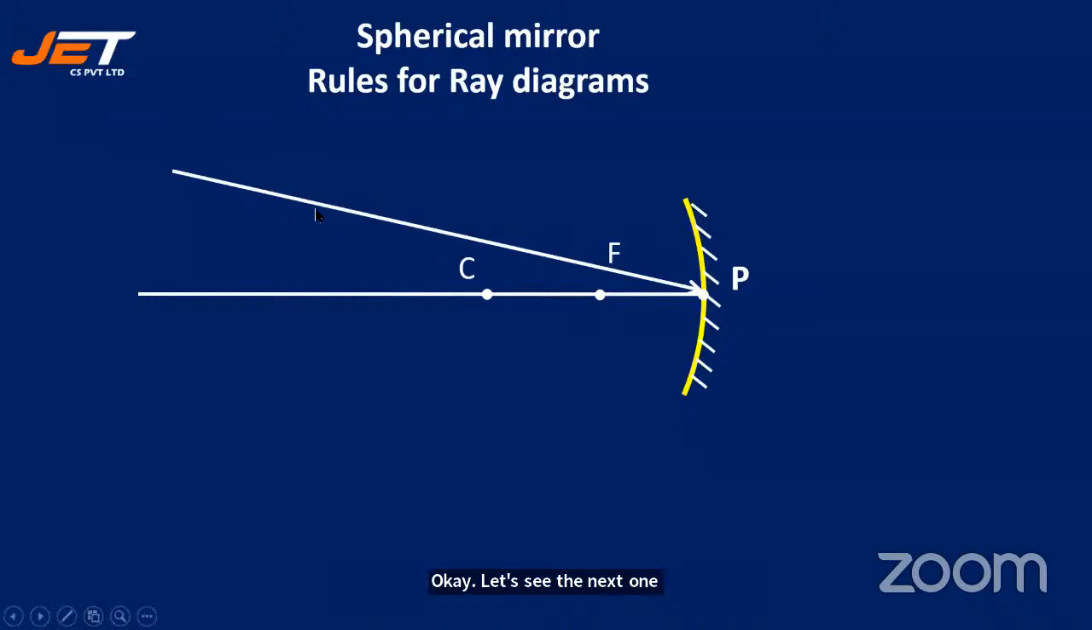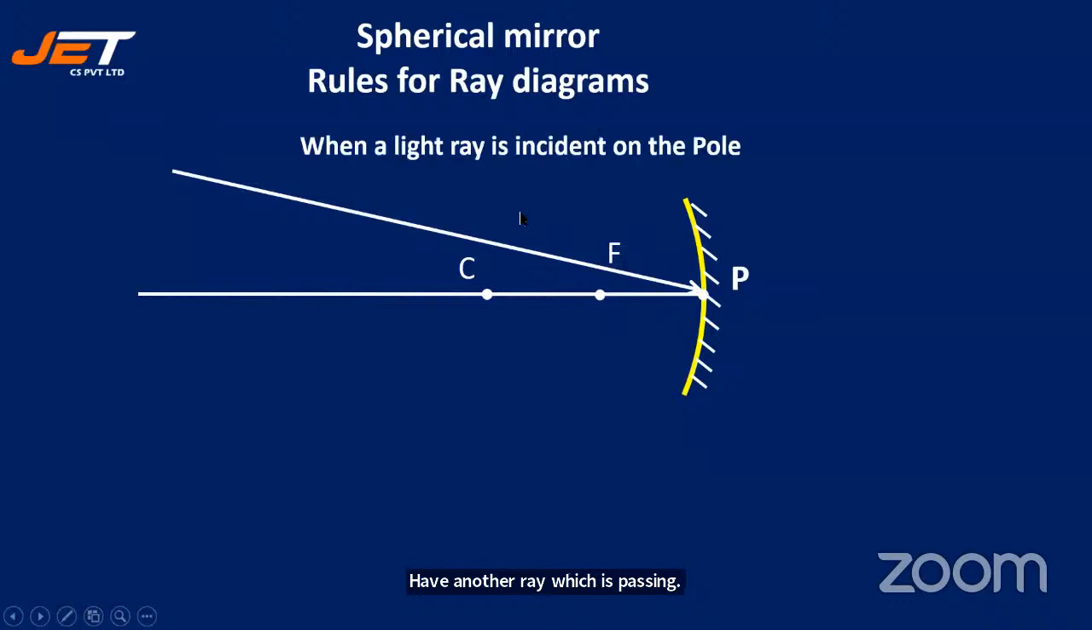I have another ray which is incident at the pole of the mirror. When a light ray is incident on the pole of the mirror... what is the pole? The center of the mirror is called the pole of the mirror. The geometric center of the mirror is called the pole.